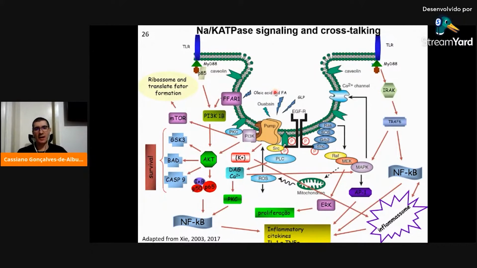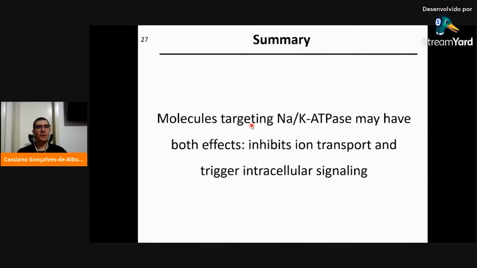As you can see here, oleic acid, ouabain, and GLP may target the pump, triggering intracellular pathways, which may synergize with TLR, since during infection you have an increase of saturated fatty acid and LPS, which activates TLR. So molecules targeting sodium-potassium ATPase may have both effects: inhibit ion transport and trigger intracellular signaling.